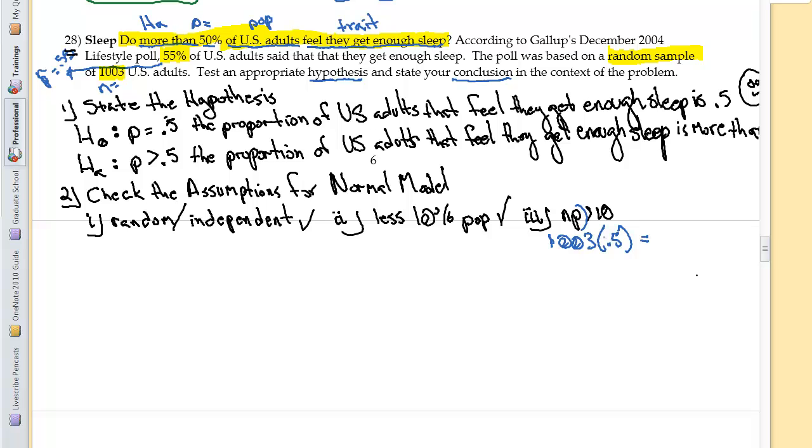And of course that's equal to, well, half of 1,000 is 500, half of 3 is basically 1, so you're going to make it 2. So you get 502, okay, which is definitely greater than 10.